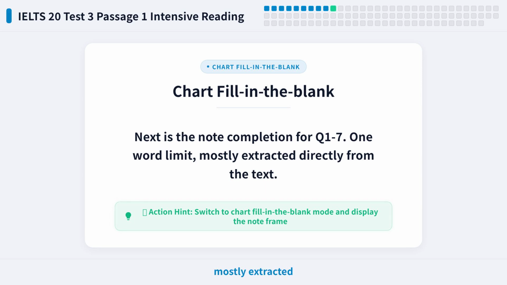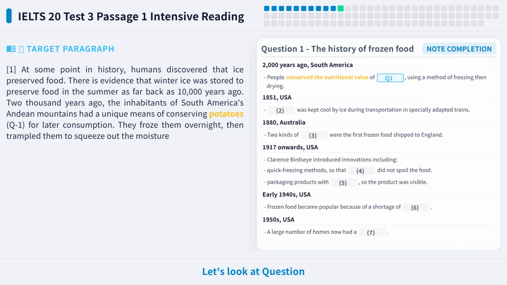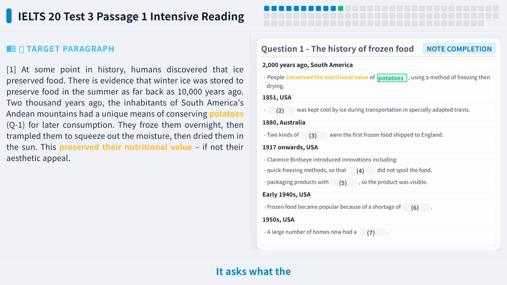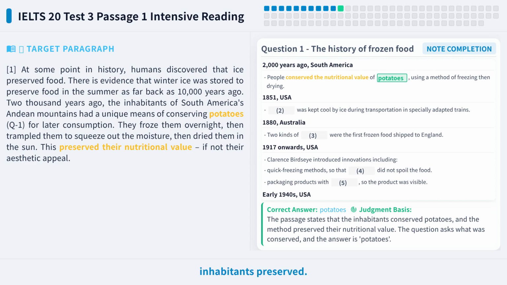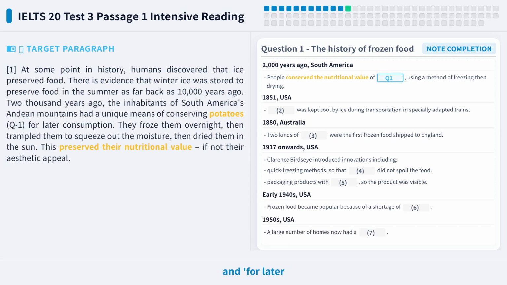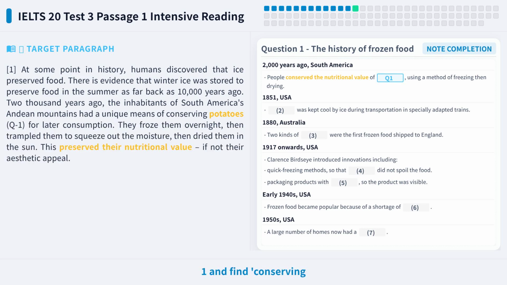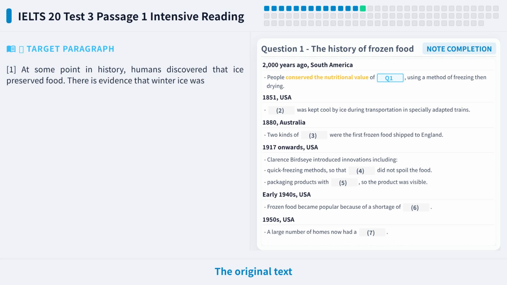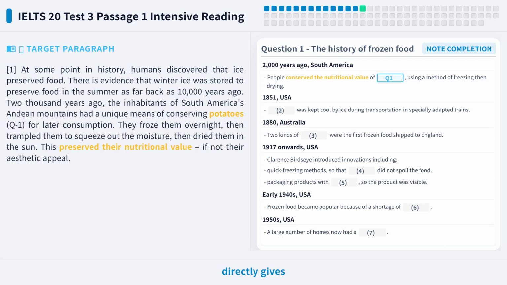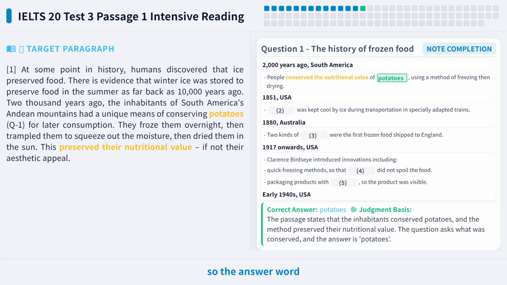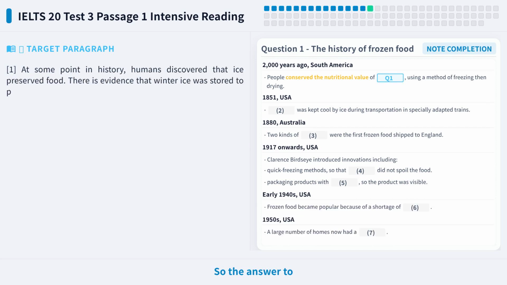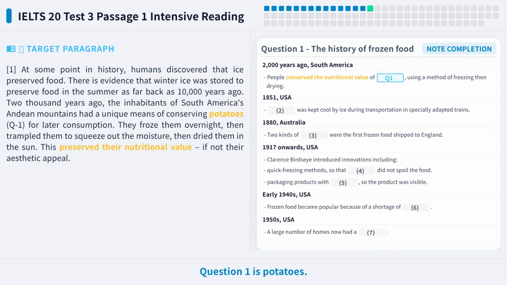One-word limit, mostly extracted directly from the text. Let's look at question 1. It asks what the inhabitants preserved. The answer is potatoes. The clue words are conserving and for later consumption. Locate paragraph 1 and find conserving potatoes. The original text directly gives conserving potatoes, so the answer word is potatoes. So the answer to question 1 is potatoes.